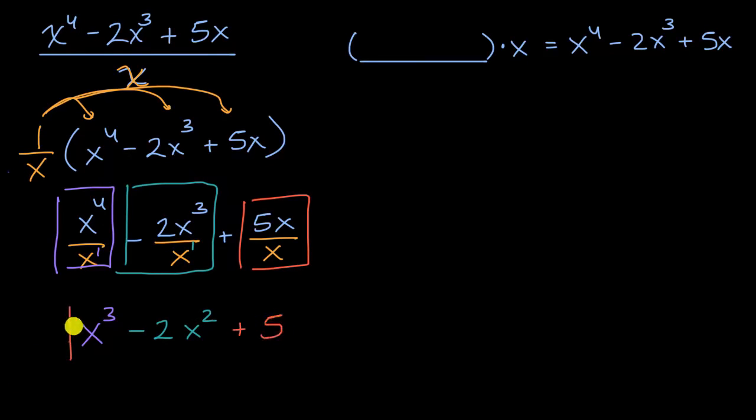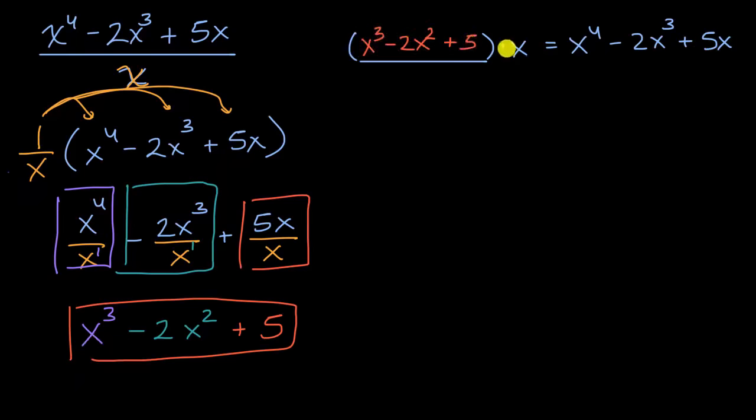And you can verify that this indeed, if I were to multiply it by x, I'm going to get x to the fourth minus 2x to the third plus 5x. Let me do that. If I put x to the third minus 2x squared plus 5 times x, what I can do is distribute the x. X times x to the third is x to the fourth. X times negative 2x squared is negative 2x to the third. X times 5 is 5x.